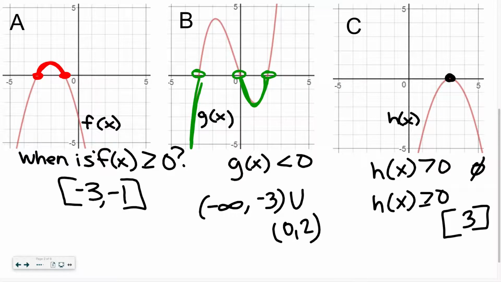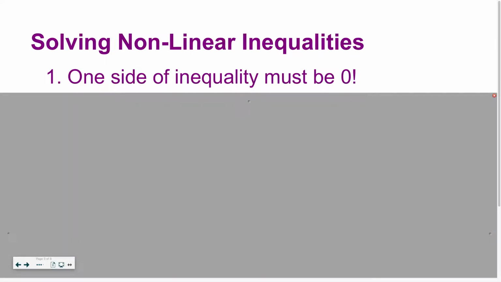Okay. Notice in all of the graphs and in my intervals, what are the important numbers? The x-intercepts. So that's the big takeaway from that visual, is we're looking at x-intercepts. So I would jot these steps down in your notebook.